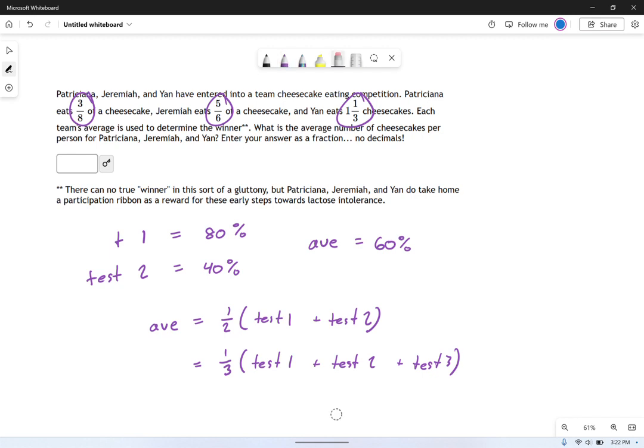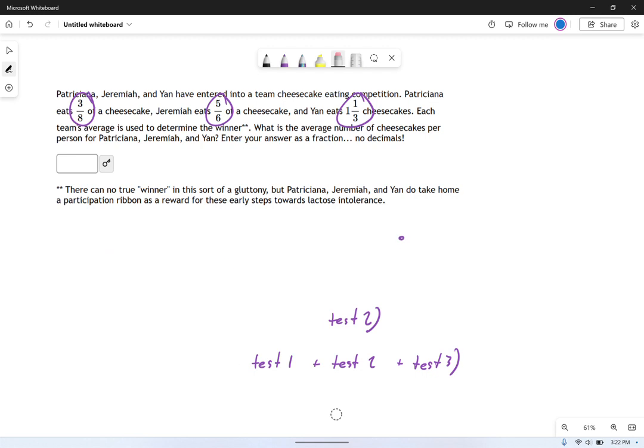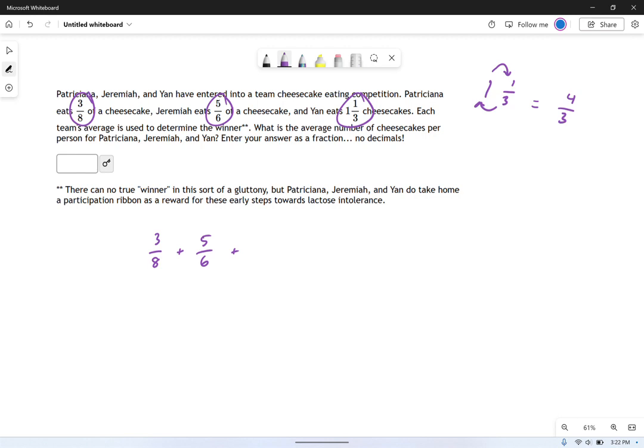Now, let's apply it to this problem. We've got 3 fractions to add up. 3/8 plus 5/6 plus 1 1/3, which is super inconvenient. So I'm going to turn 1 1/3 into an improper fraction. I'm going to multiply 3 times the 1 and add it to the 1. Okay, that equals 4/3. Some people don't like doing it that way, and you just add the number 1 to 1/3, and that's fine. But that's how much of a cheesecake Jan ate.